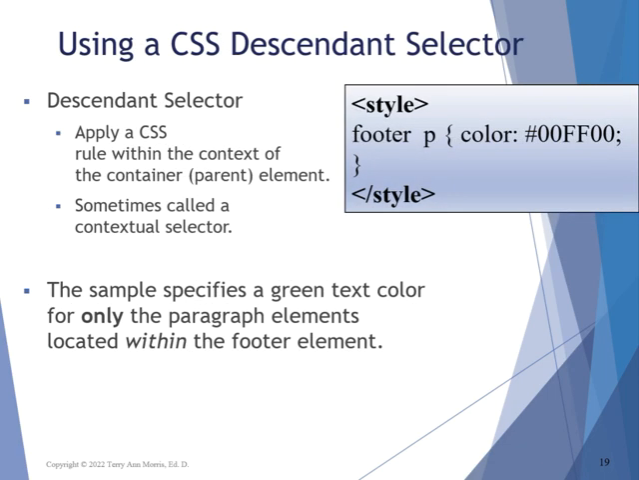Using a CSS descendant selector. Descendant selector applies a CSS rule within the context of the container, which is the parent element. It is sometimes called a contextual selector. The sample specifies a green text color for only the paragraph elements located within the footer element. So as we can see on the slide, the descendant selector in this case is a footer element, and anything that happens here goes to the footer because it has been declared as footer within the open and close style tags.